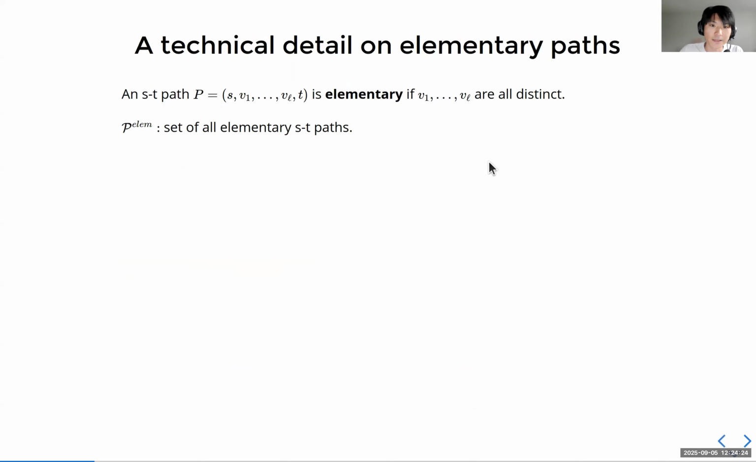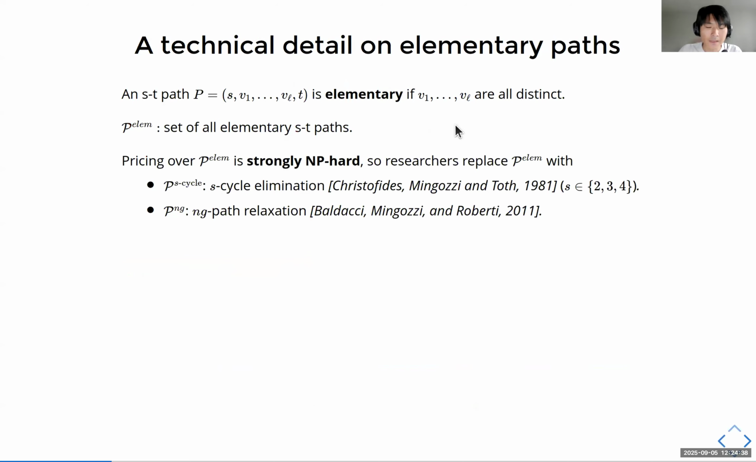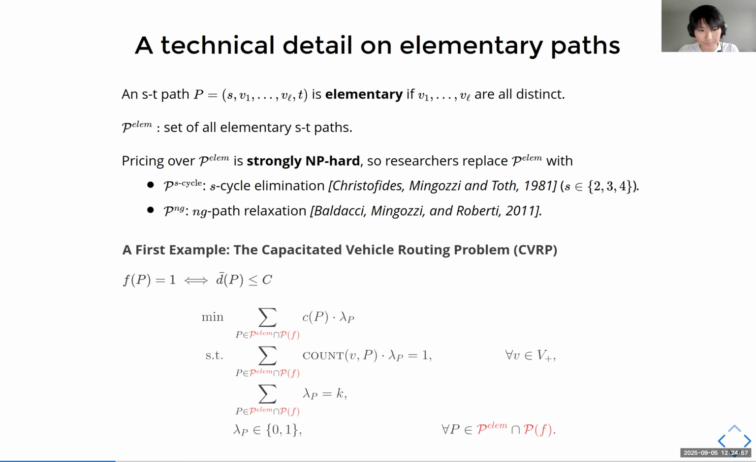To explain, I need to say what elementary paths are. Say an s-t path is elementary if all its customers are distinct. This is my notation for the set of all elementary s-t paths. It is known that pricing over elementary paths is strongly NP-hard, so what researchers do is replace this set with some relaxed set of paths, either this or this one. In particular, this ng-path relaxation is known to produce a very good bound for many vehicle routing problems, and it's what we use here.